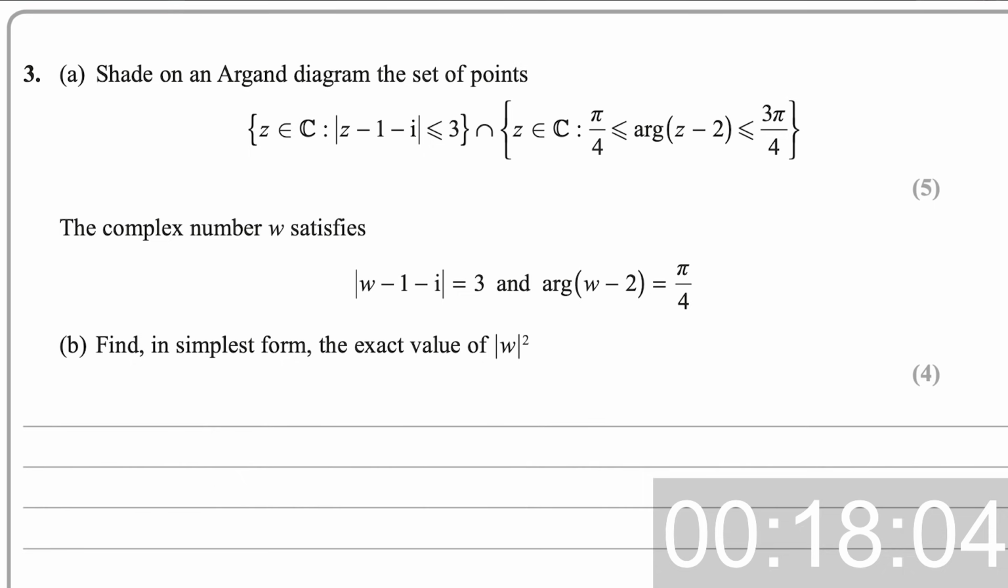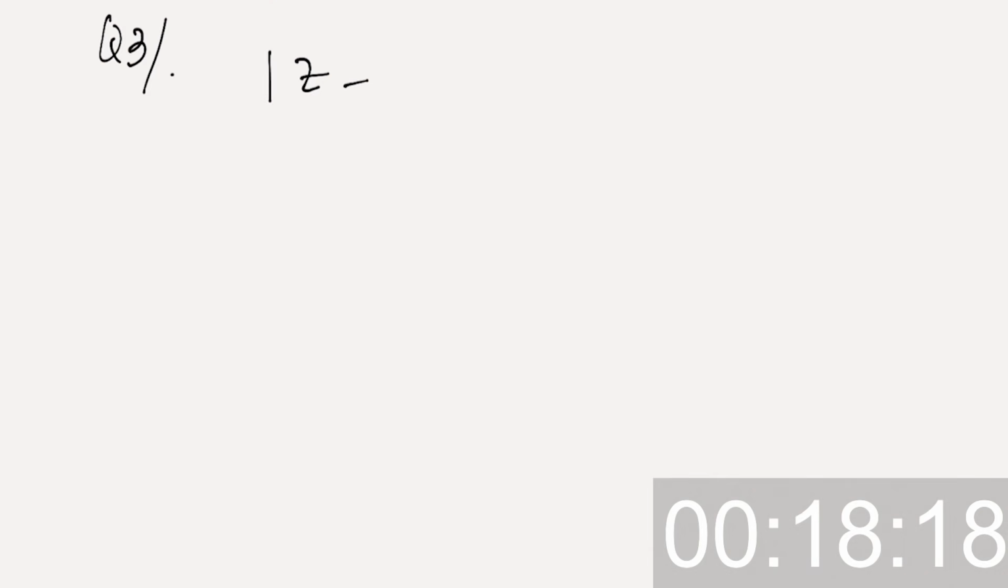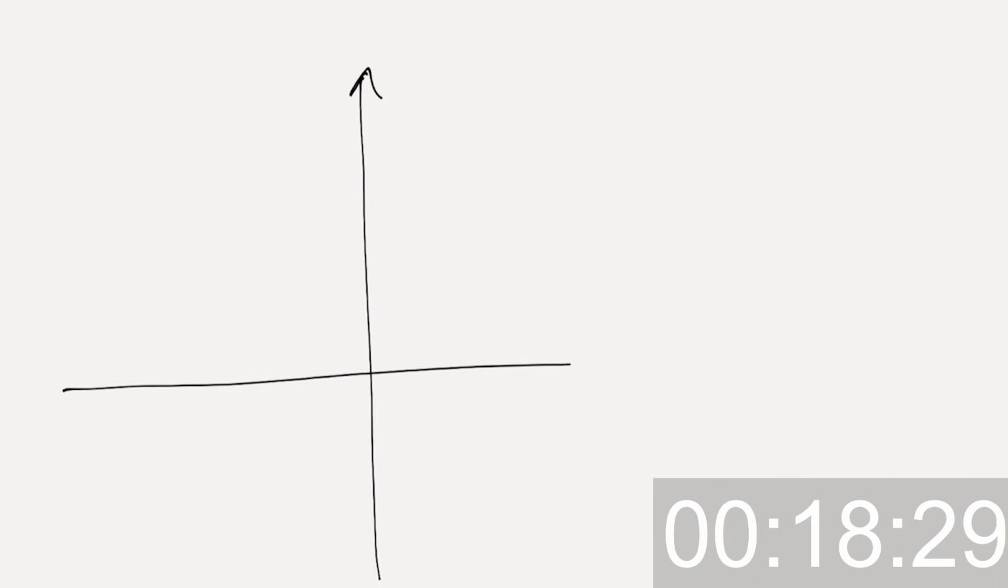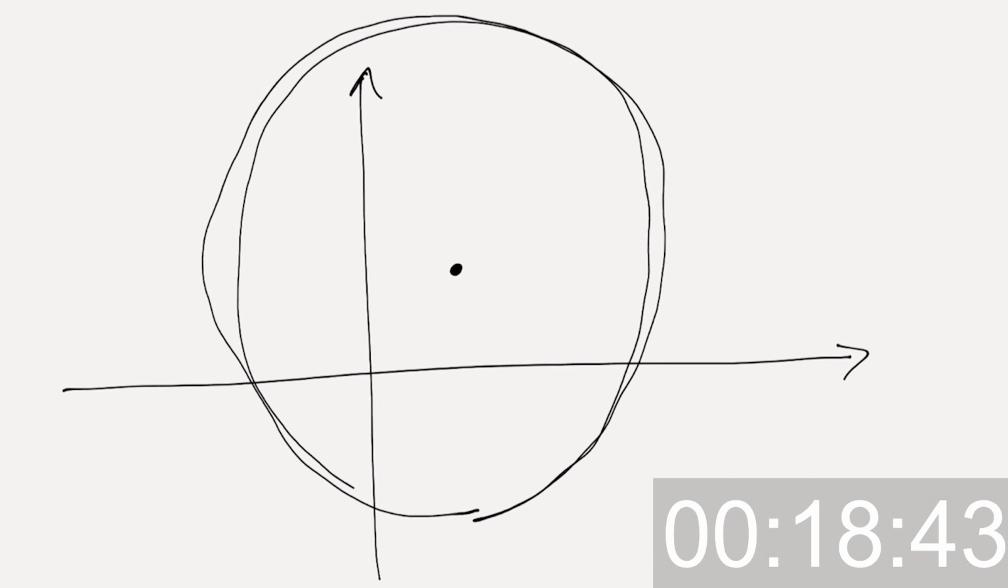Question 3. So shade an Argand diagram, yes, I like Argand diagrams. Shade on an Argand diagram the set of points given by this. Right, so I've got the modulus of z minus (1 plus i) less than or equal to 3. So that's a circle centered at 1 plus i, radius 3. So let's draw that. So I've got a circle centered at 1 plus i, so let's say it's about there. And it's going to have radius 3, so it's going to go down to about here. So that's a circle centered at 1 plus i, radius 3.